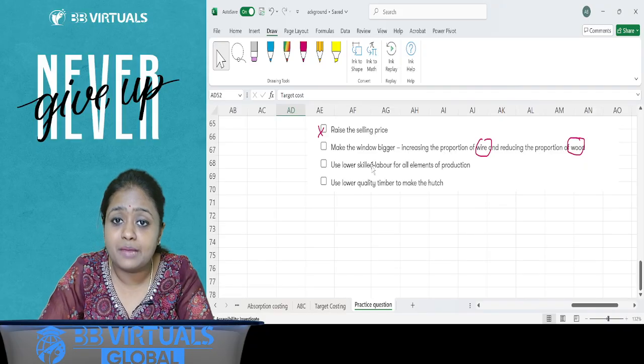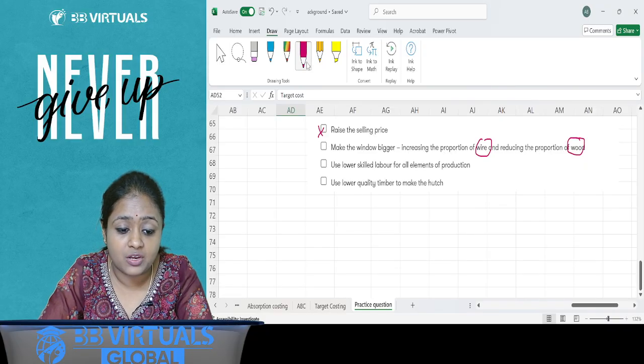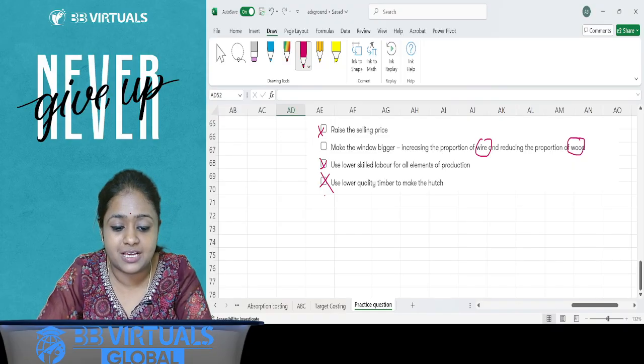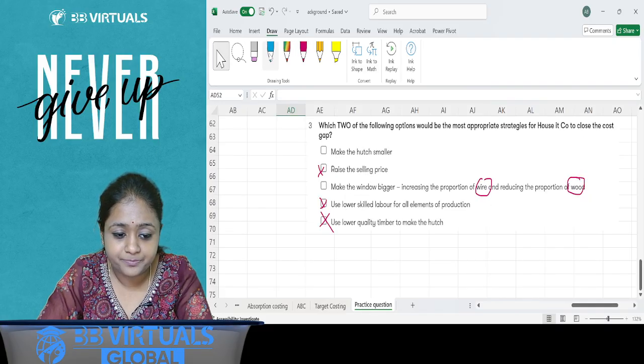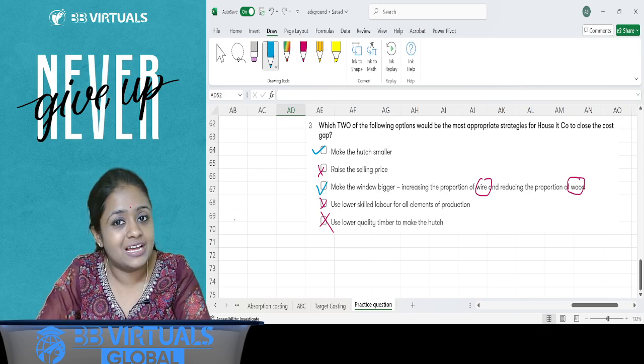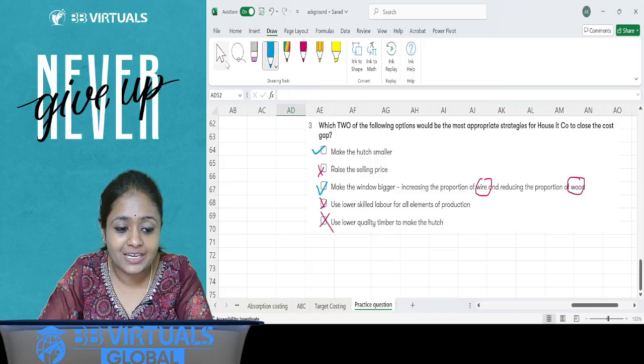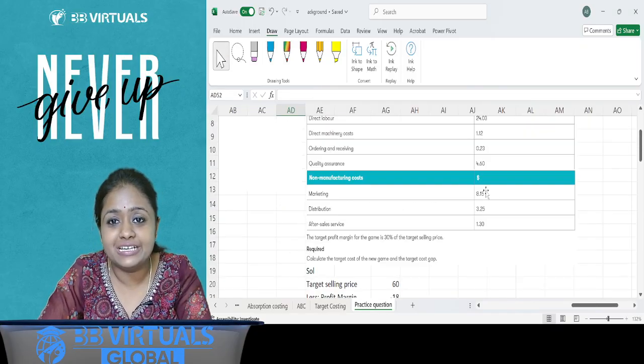Use low skill labor, definitely wrong, because I cannot affect the quality or efficiency. Use lower quality timber, wrong. Quality cannot be affected. So straight away these three options are wrong. Now we know which two options are correct, this and this, and we got the answer. We are not affecting the quality and we are getting the answer. I hope everybody is absolutely clear with it.